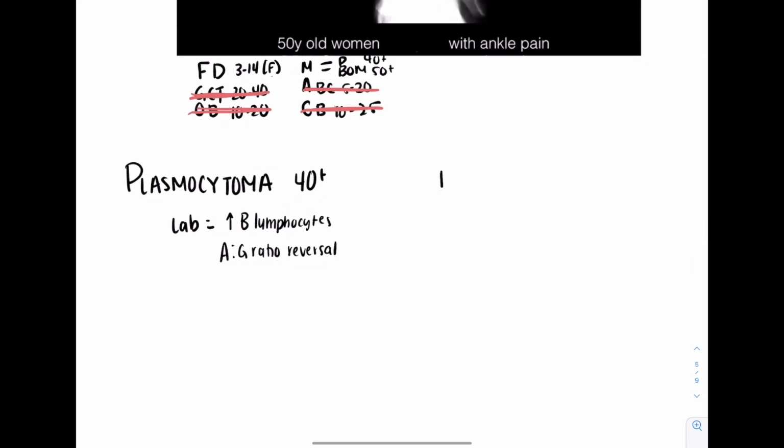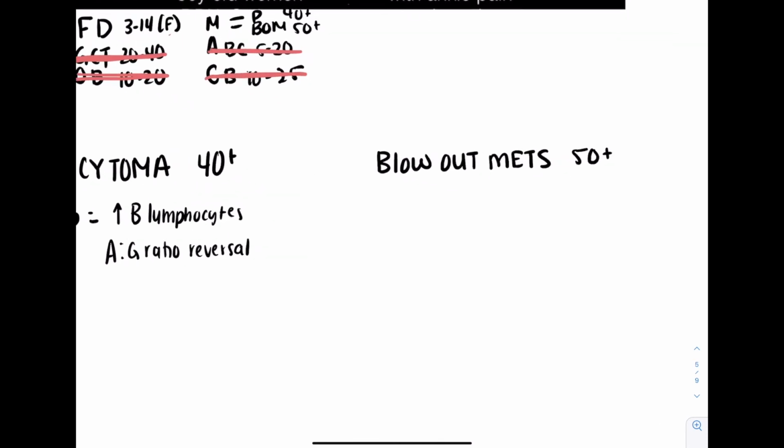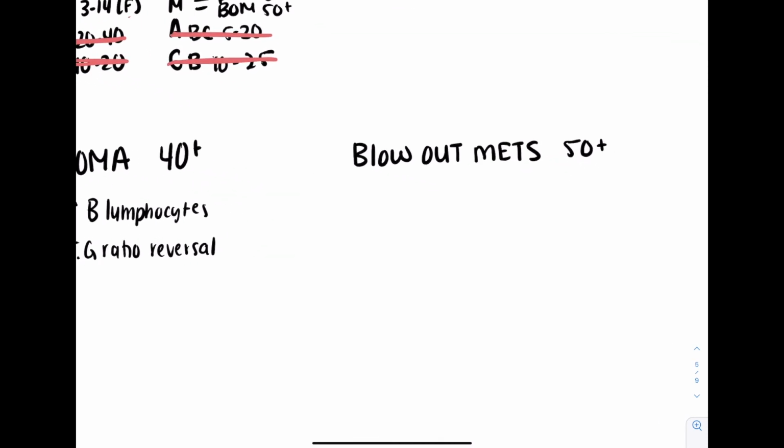Now let's talk a little bit about blowout mets. So blowout mets is 50 plus. With blowout mets, it's really going to be a singular lesion. It's very rare that you see metastasis in one spot, but with blowout mets, it's just one spot, and that's where it is, that geographic lytic appearance. With metastasis, we think, what is my primary?